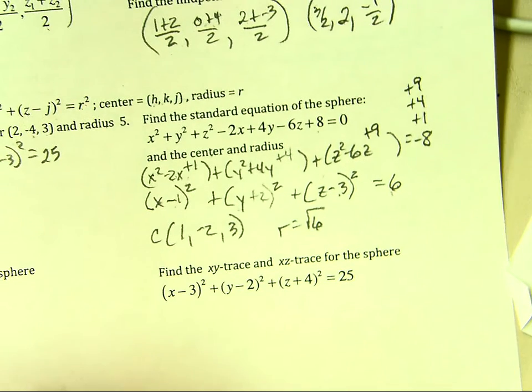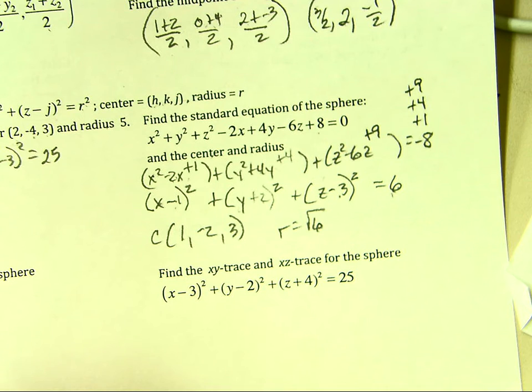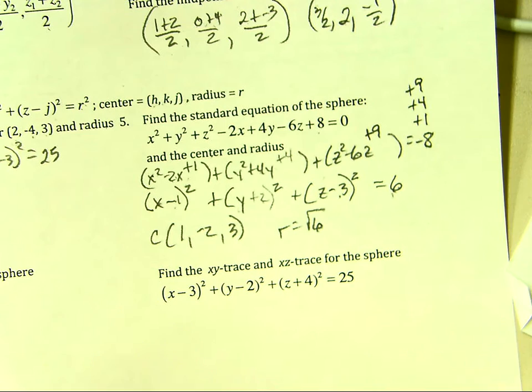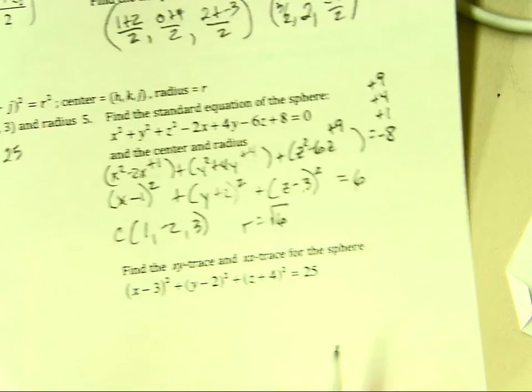All you do to find an XY trace is you put 0 in for Z, because you want to get rid of the Z. You're going to end up with the equation of a circle, so you only want 2 coordinates. If it's a YZ trace, well, that's vertical. That'd be right on the plane of the paper, because Y is horizontal and Z is vertical. There, you want to get rid of the X, so you put 0 in for X. And then an XZ trace, that's coming out of the paper and vertical. So there you want to get rid of Y, so we put 0 for Y.